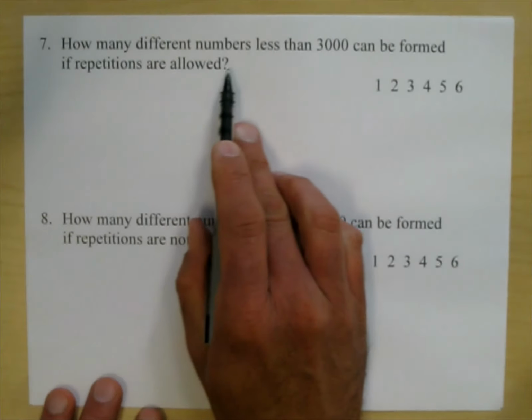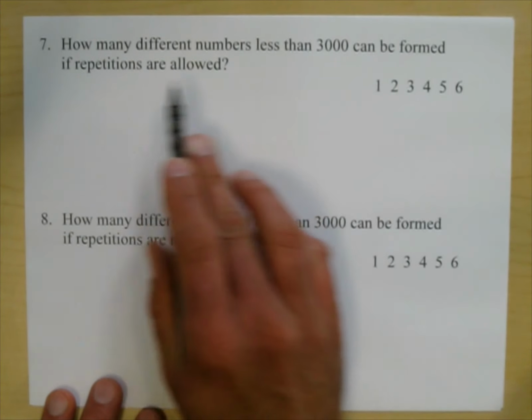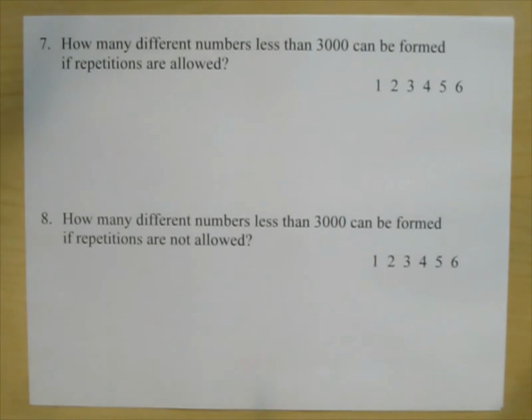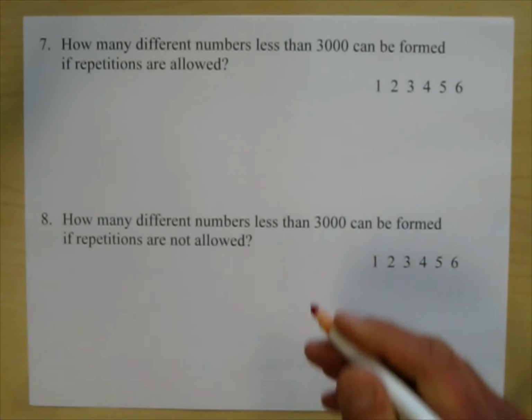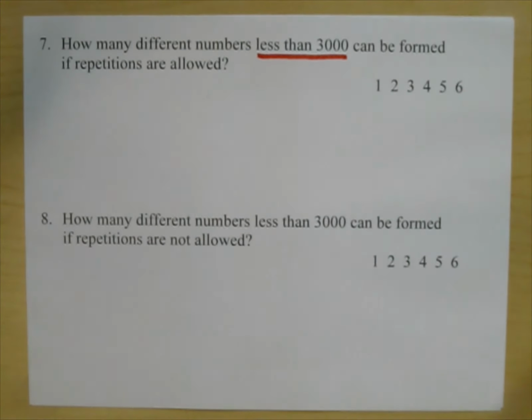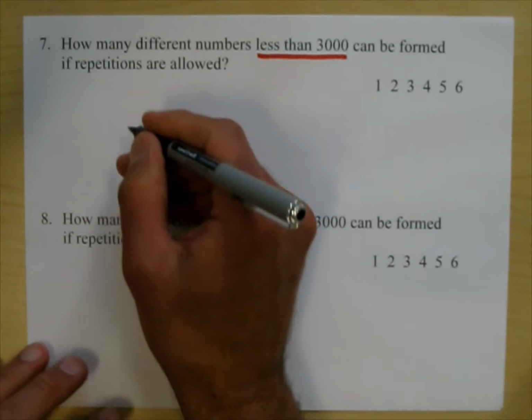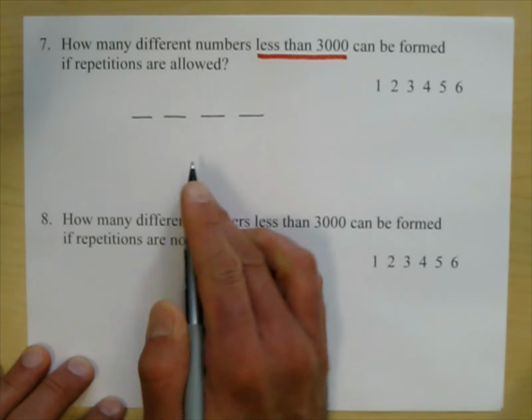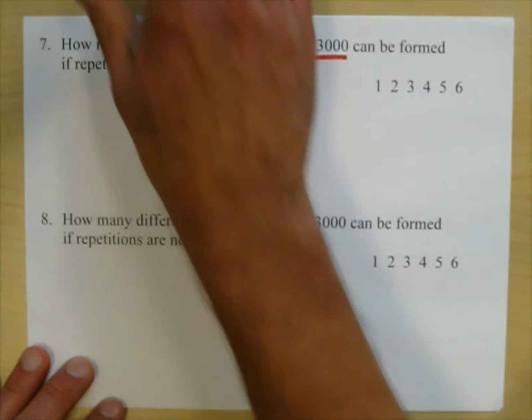How many different numbers less than 3,000 can be formed if repetitions are allowed? So we're allowing repetitions. Our restriction, the number has to be less than 3,000. So you can think about that. Where would that be? How do you see if a 4-digit number is less than 3,000?